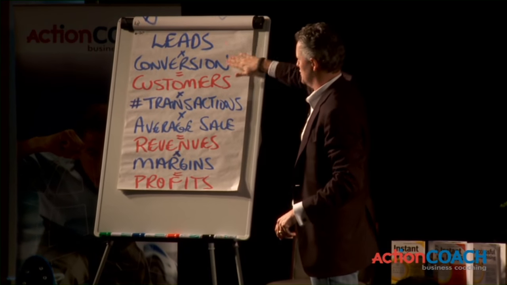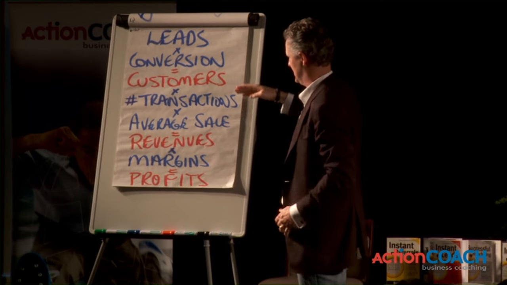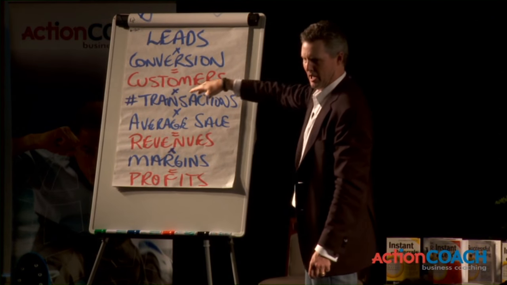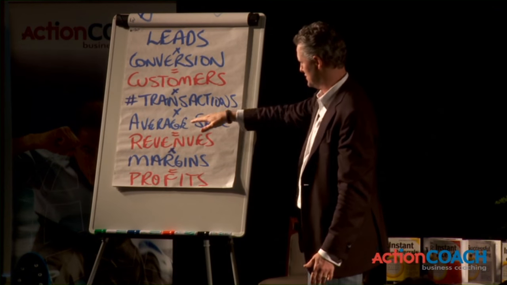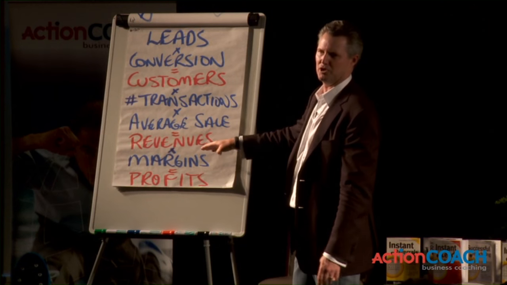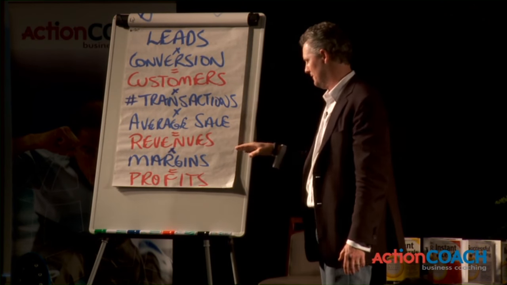Leads times conversion. So leads, like prospects, potential customers, times conversion, your conversion rate, the number that become customers, equals your customers here in red. Customers then multiplied by number of transactions, your repeat business. Customers by number of transactions then multiplied by average sale. Customers by transactions by average sale equals revenues for the business. It's total sales, turnover, whatever way you want to put it.